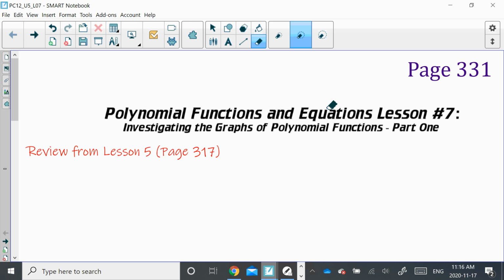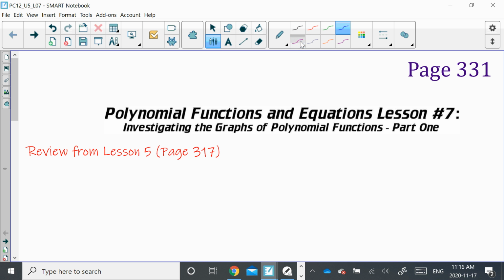Good morning, Math 30s. We're moving on to lesson 7 in your workbook, which corresponds to page 331. With polynomial functions, the first half of this chapter is on factoring polynomial expressions. Starting here in lesson 7 until the end of the chapter, we are going to be graphing polynomial functions and investigating the graphs of polynomial functions.